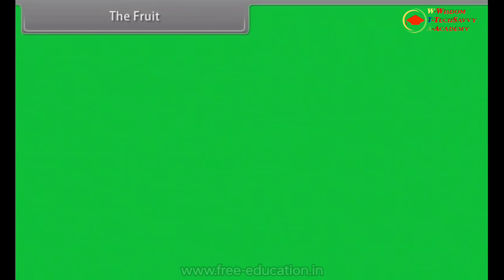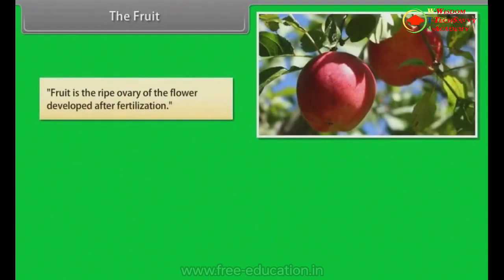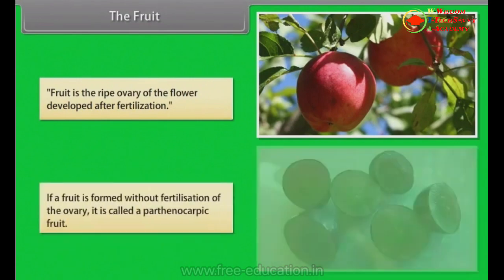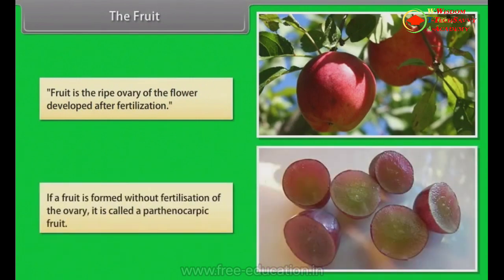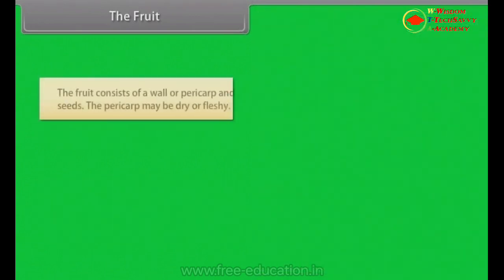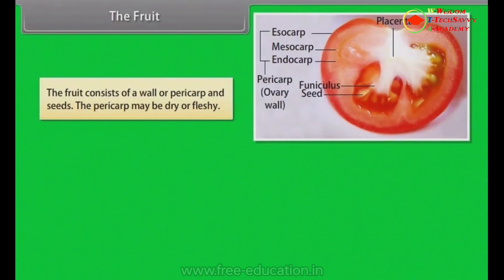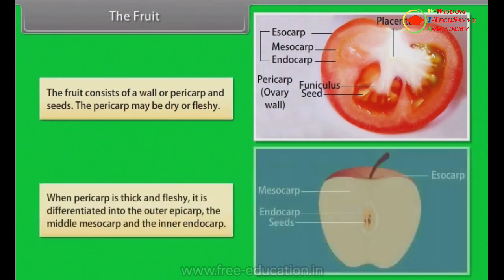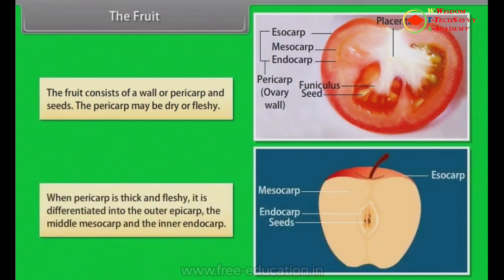The fruit. Fruit is the ripe ovary of the flower developed after fertilization. If a fruit is formed without fertilization of the ovary, it is called a parthenocarpic fruit. The fruit consists of a wall, a pericarp, and seeds. The pericarp may be dry or fleshy. When pericarp is thick and fleshy, it is differentiated into the outer epicarp, the middle mesocarp, and the inner endocarp.